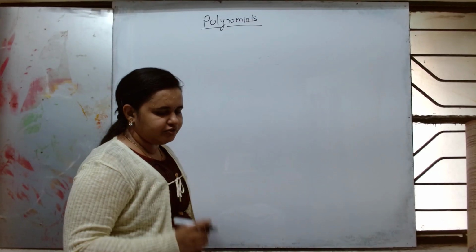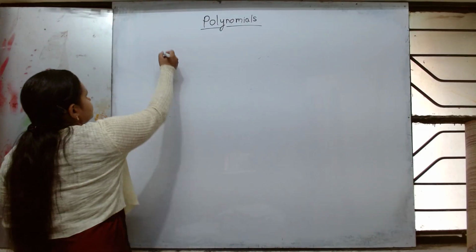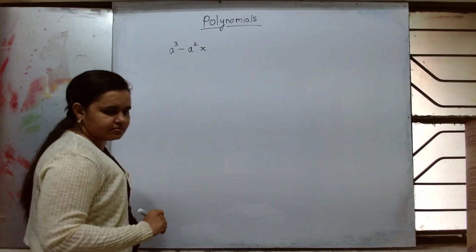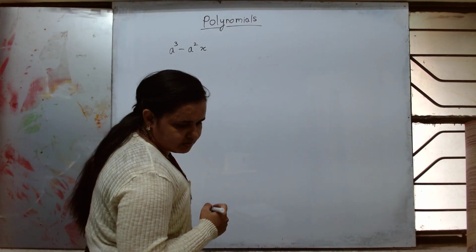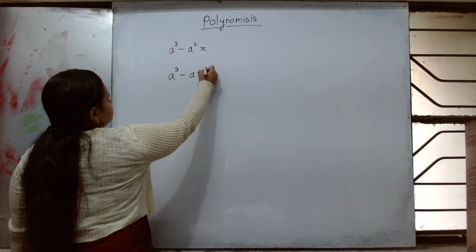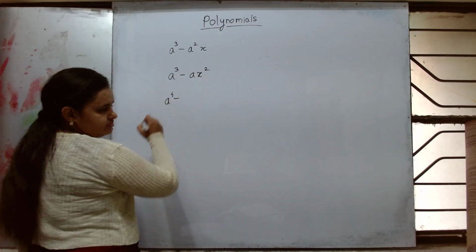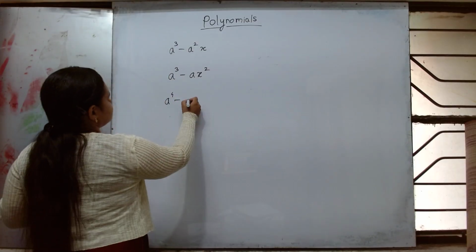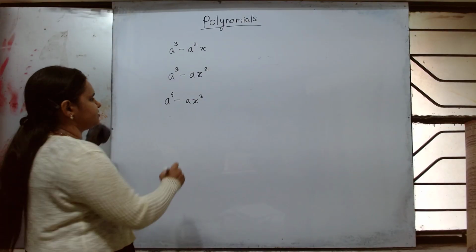Now the HCF of fifth question. The first polynomial is a cube minus a square x. The second polynomial is a cube minus ax square, and the third one is a to the power 4 minus ax cube, and we have to find the HCF of these three polynomials.